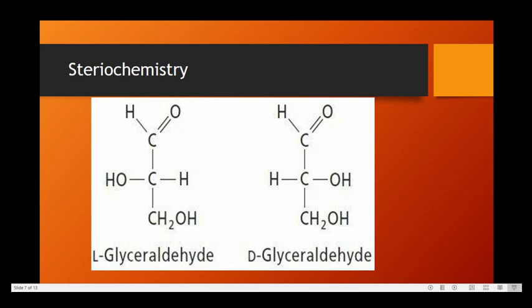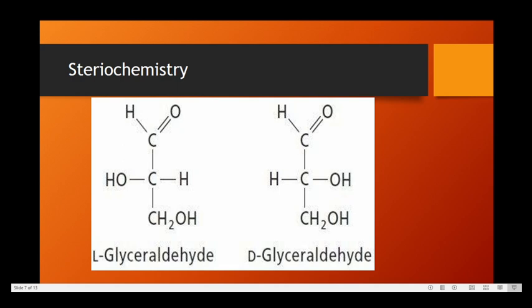So from the structure of the monosaccharide, we can say whether the molecule is L form or D form. The hydroxyl group present on the asymmetric carbon atom, if it is present on the left hand side, then the molecule is said to be L form, and if the hydroxyl group of the asymmetric carbon atom is present on the right hand side, then it is said to be D form.